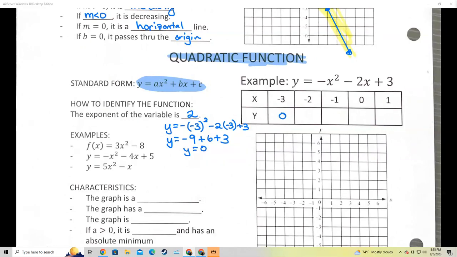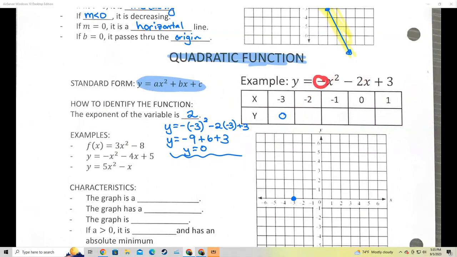So when I plug in -3, I get a y value of 0. I'm going to go ahead and plot that on my graph. We're going to go ahead and do the next one. This time I'm going to substitute a -2. Anywhere I see an x, I'm going to replace that x with a parentheses -2.